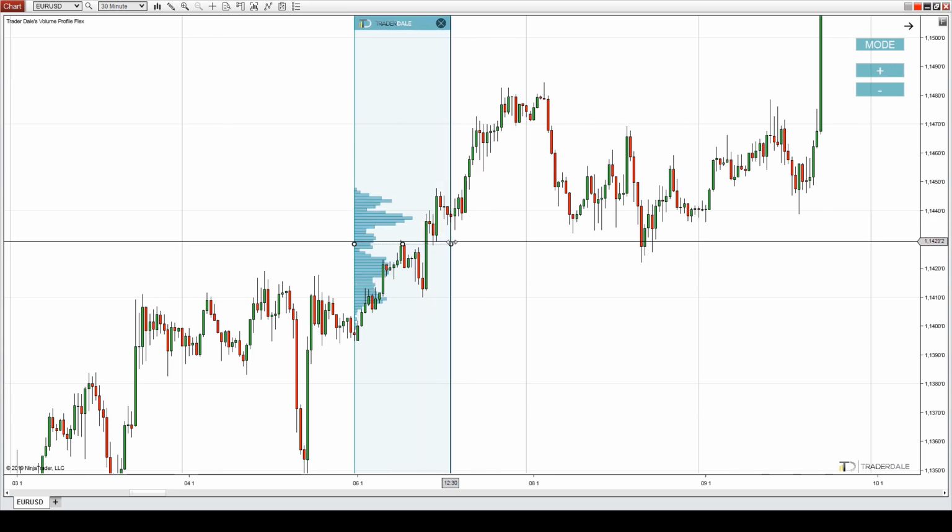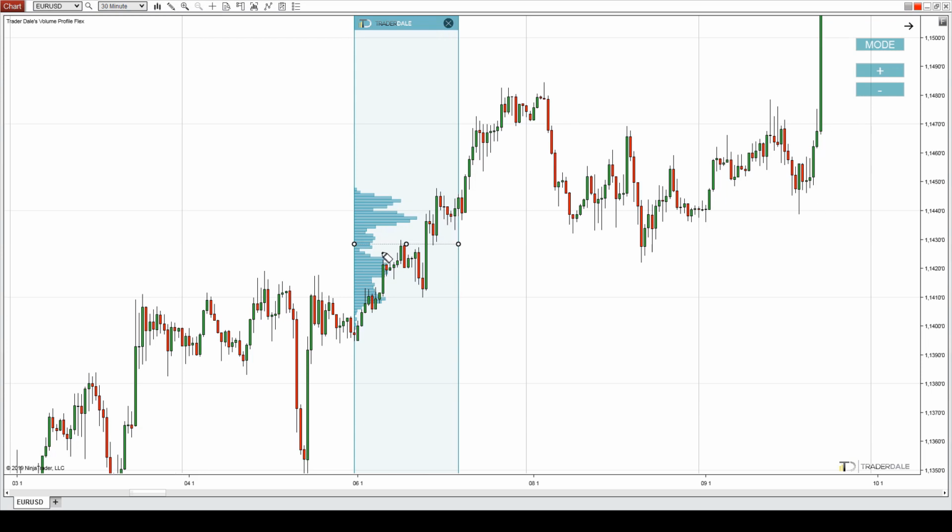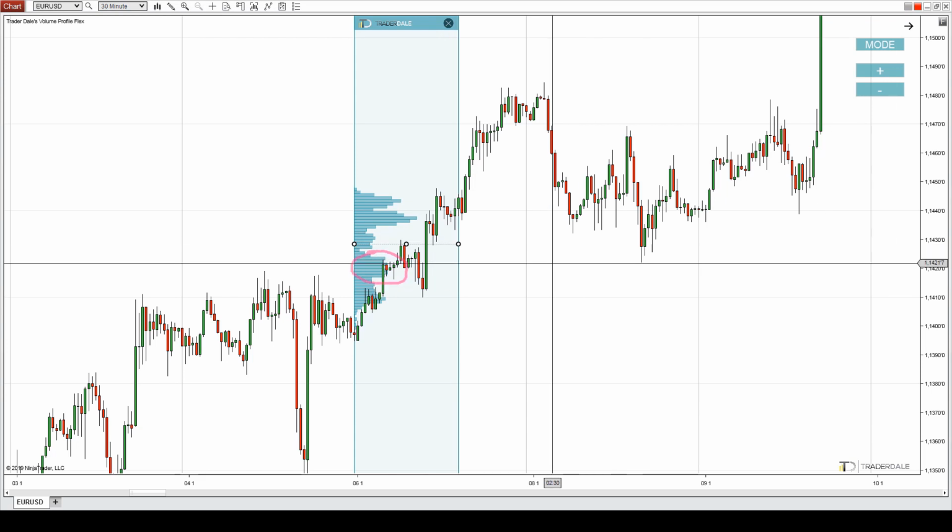Then as the day was progressing, there was this volume cluster. And the heaviest volumes were in here. If you look carefully, then the price turned a little bit before the level, maybe 1 or 2 tenths of a pip, which is a shame, but this would have been a missed trade.